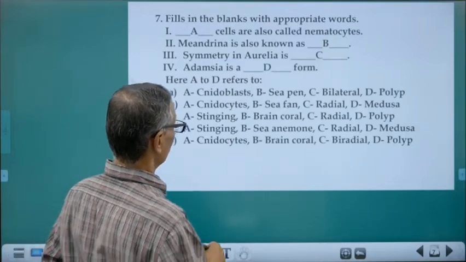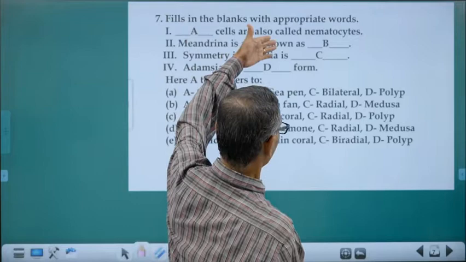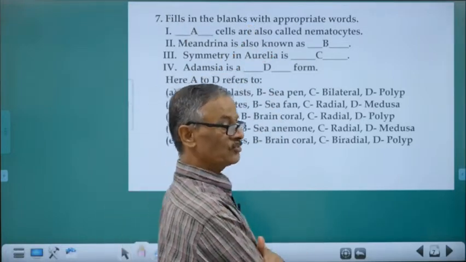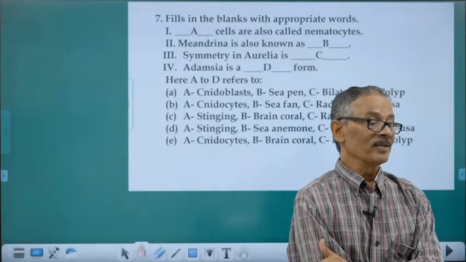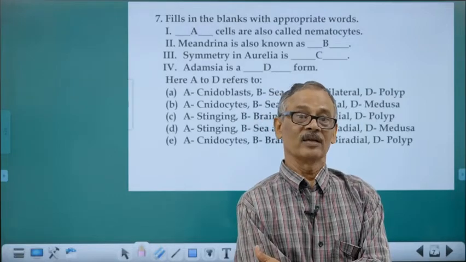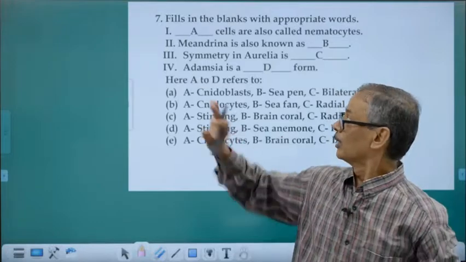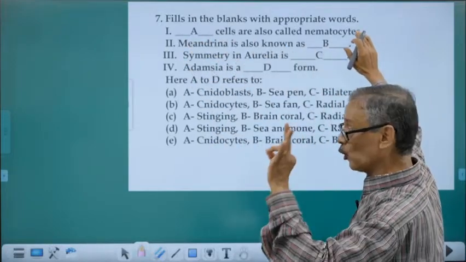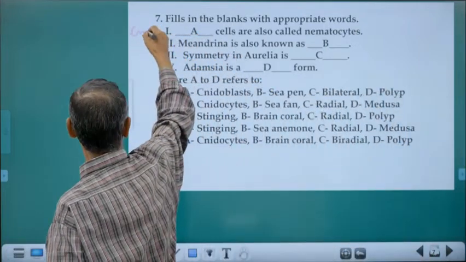Fill in the blanks with appropriate words. Okay. Dash cells are also called nematocysts. What is nematocyst? Nema means thread. Pachynema in meiosis. Nema means thread. Chromonema, nema, thread-like. So, cells are also called nematocysts. Nidoblast. So, it should be nidoblast.